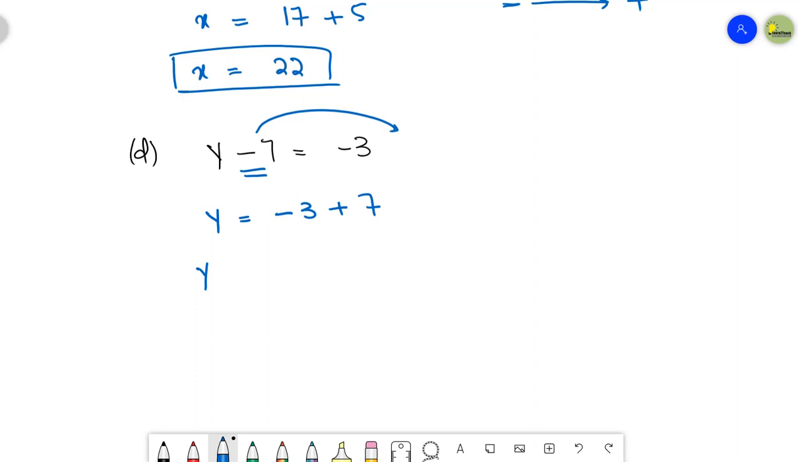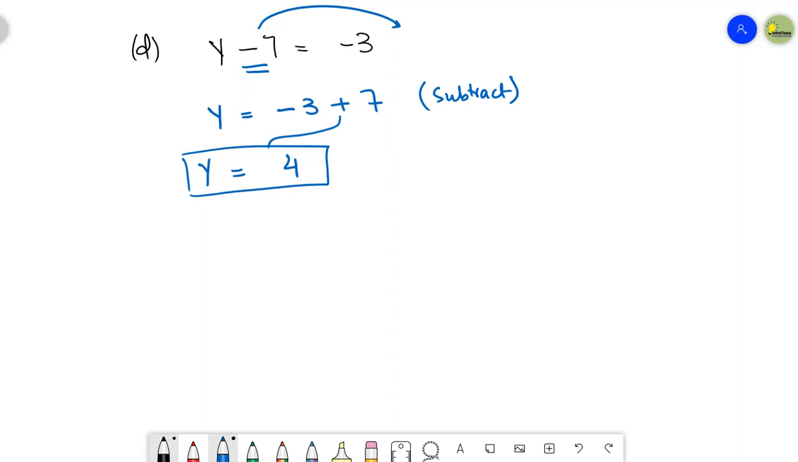Now you have opposite signs with the numbers, so you will do subtraction. Subtract 3 from 7, you will get 4, and you have a plus sign. There is no need to write a plus sign, you have a positive number. Why? Because 7 is the greater value. So the value of y will be 4.